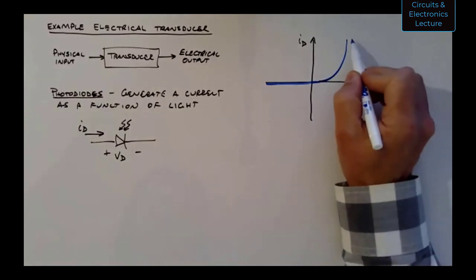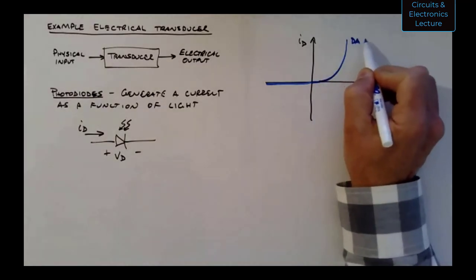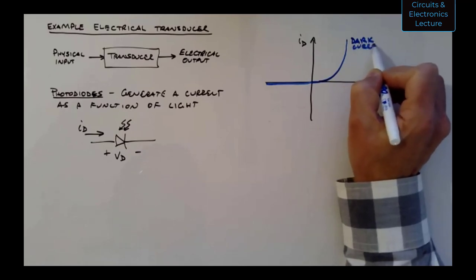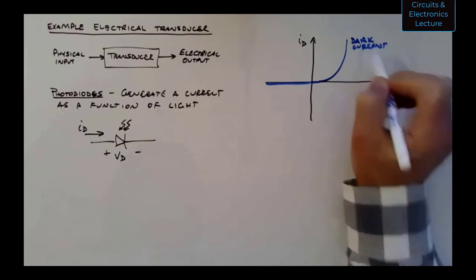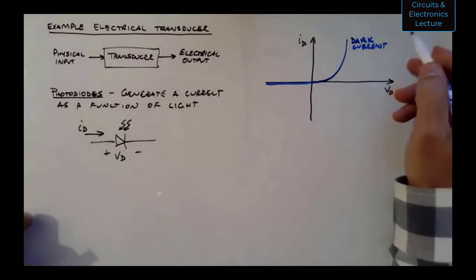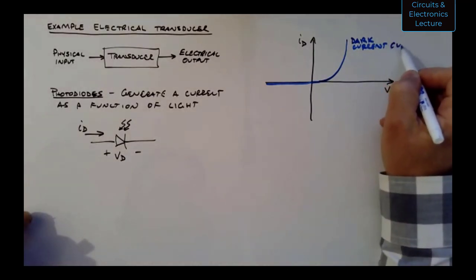So this is the diode in the dark. This is called the dark current curve. Dark current curve. My pen's getting thick here.